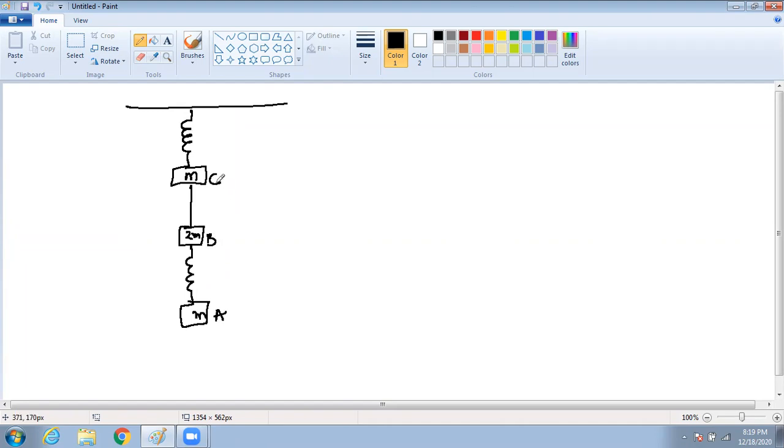Okay. Now what is it asking? We are cutting the string from the middle. What will be the acceleration? Once the string is cut, what is the acceleration of block A, what is the acceleration of block B, and what is the acceleration of block C, just after the string is cut from here.